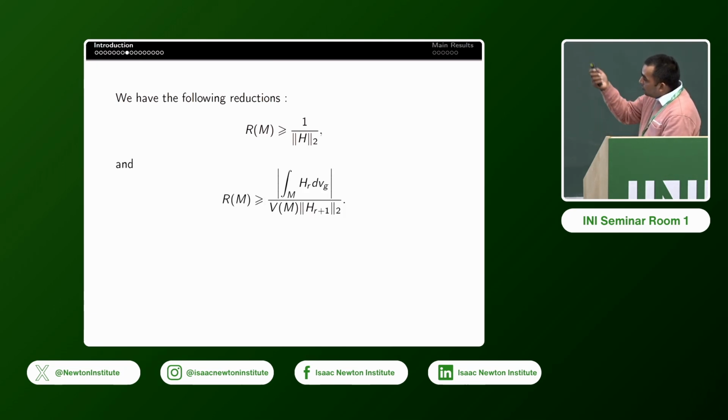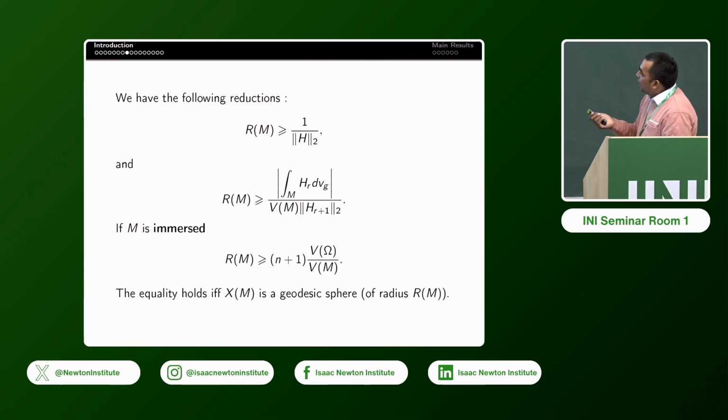And again, one can see that if you want to visualize the same quantity in terms of higher order mean curvature, you have this inequality. And then again in this situation, equality holds if X(M) is a geodesic sphere of this extrinsic radius. So we have three ways to characterize our geodesic sphere.